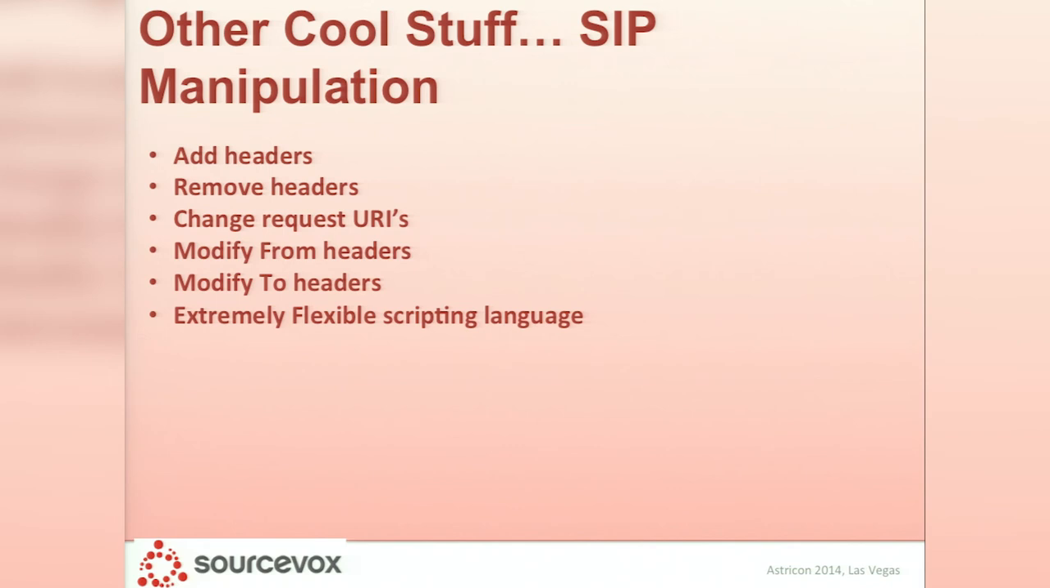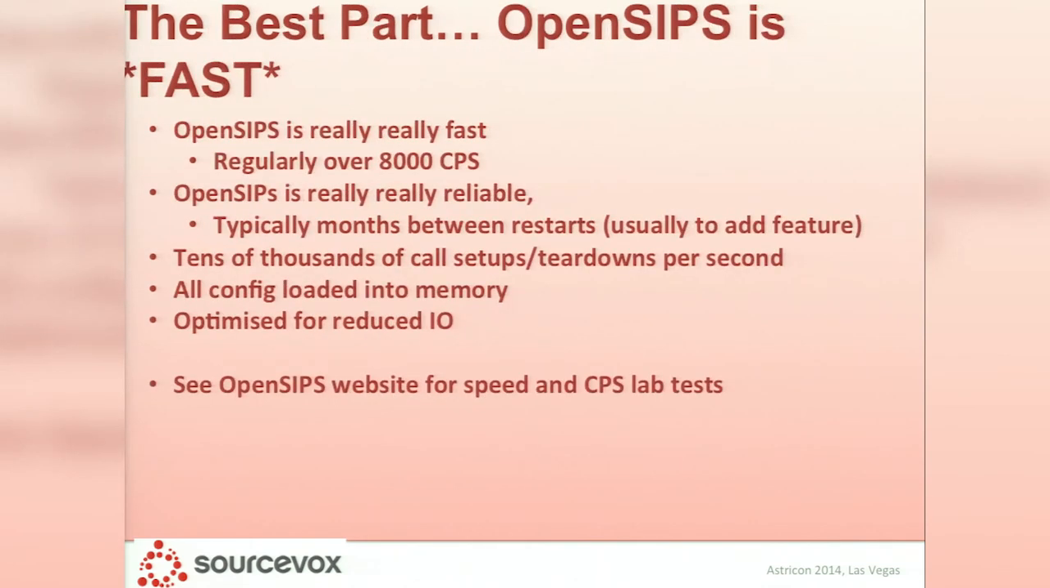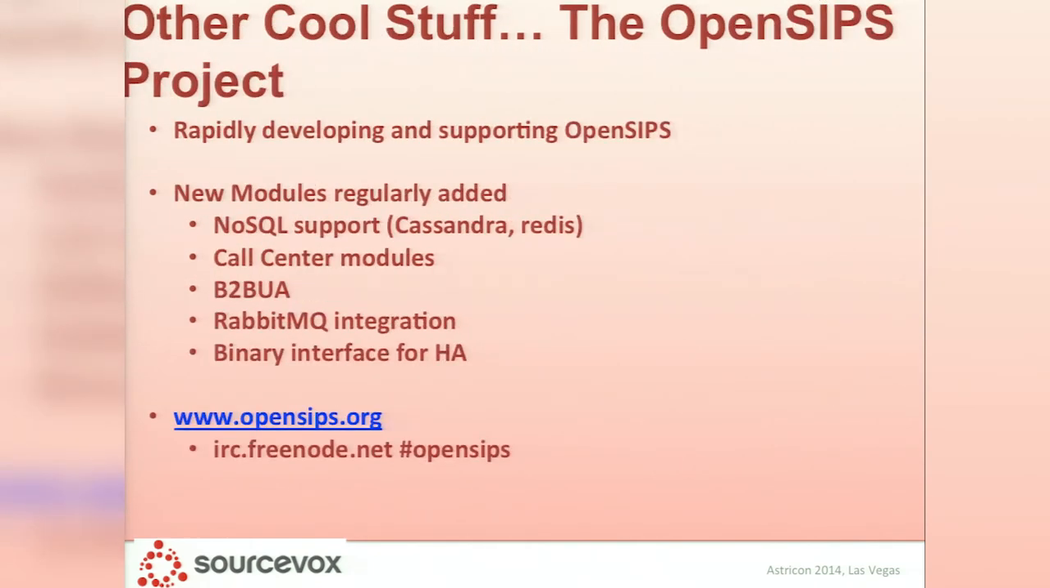SIP manipulation: you can add headers, remove headers, change request URIs. It's a very flexible scripting language that gives you a lot of power to do a lot of business logic within OpenSIPS should you need to.